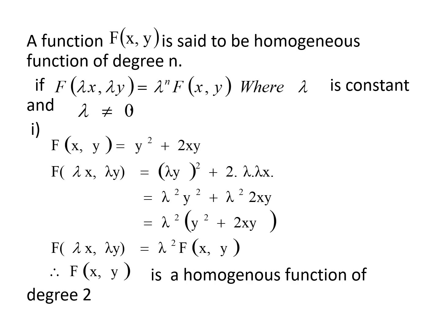A function f(x,y) is said to be a homogeneous function of degree n if f(λx, λy) equals λ^n f(x,y), where λ is a constant, and make sure that λ must be a non-zero value.